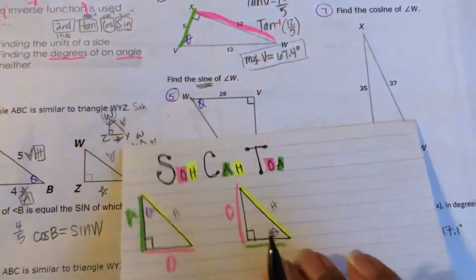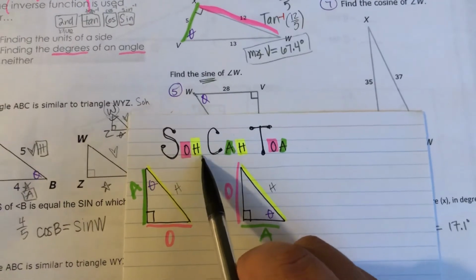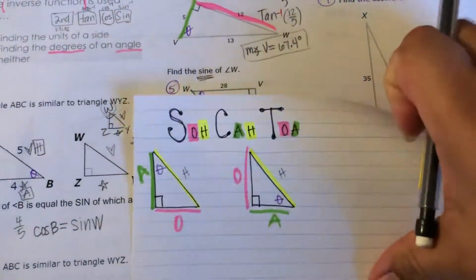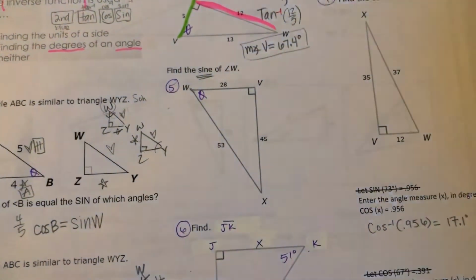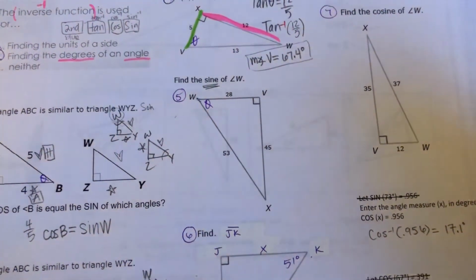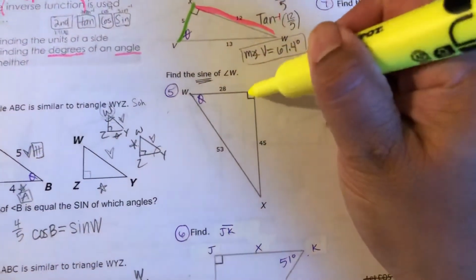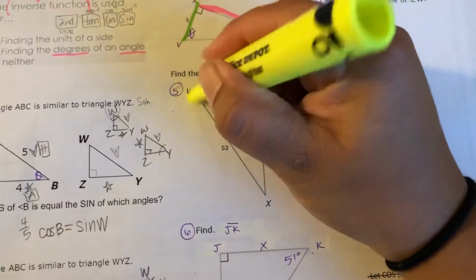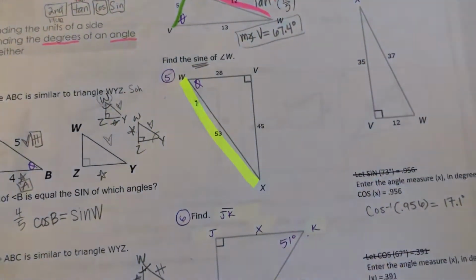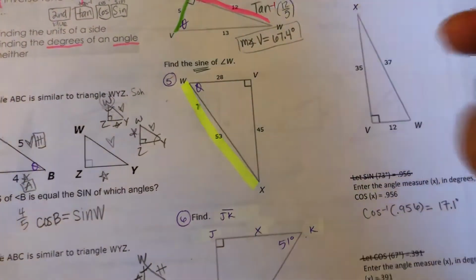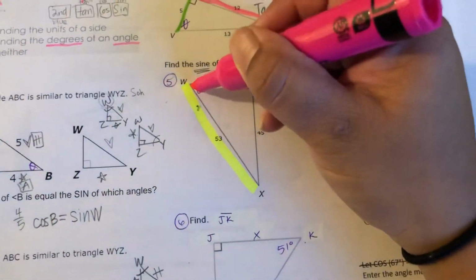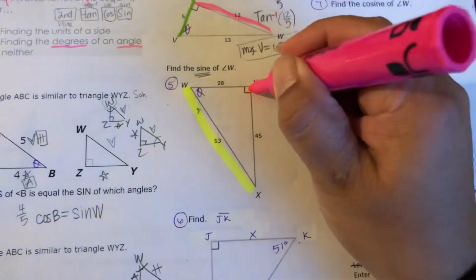should be like, okay, then I'm looking for my opposite over my hypotenuse. I should know that my hypotenuse is the longest side directly across from my 90 degree angle, and my opposite is opposite of my angle. So here's my angle all the way across.